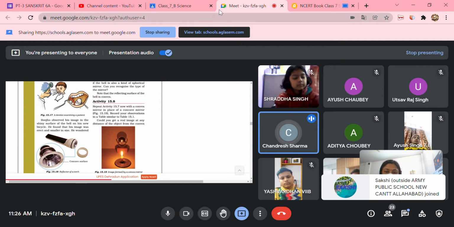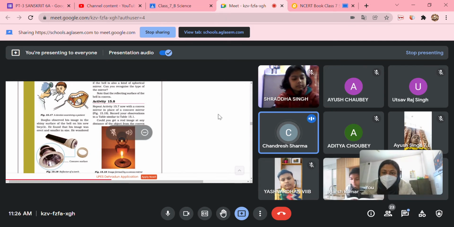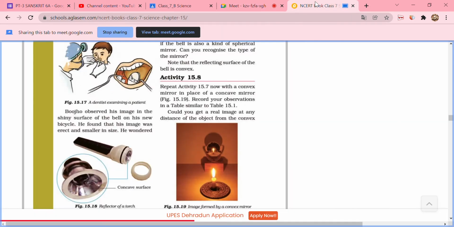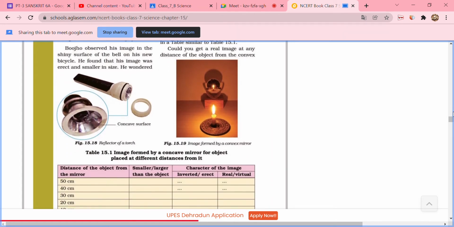Bojo observed his image in the shiny surface of the bell on his new bicycle. He found that his image was erect and smaller in size. He wondered if the bell is also a kind of spherical mirror. Can you recognize the type of the mirror? What is the type of the mirror in the bell?